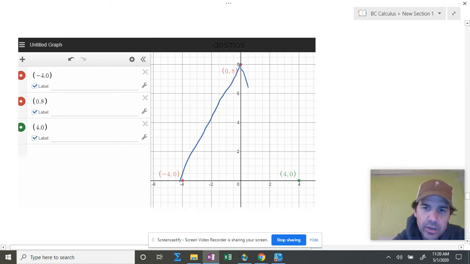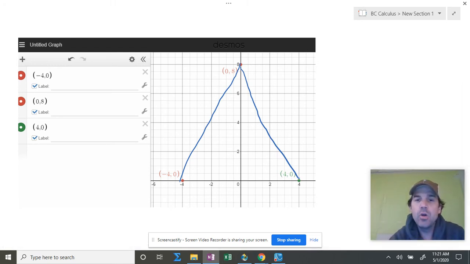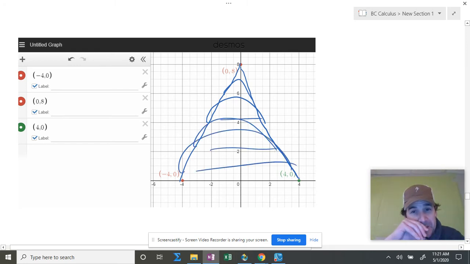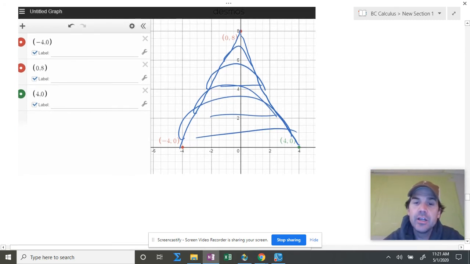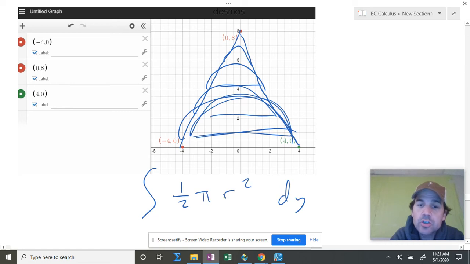And so basically what you're doing is all of your cross sections. So you're looking down at this thing, and everything that's coming up at you are semicircles. So you want to basically sweep this thing, but we're sweeping it in the y direction. So that means we're doing a dy, all right? We're sweeping an area. The areas are semicircles. Semicircles are 1/2 times pi r squared. And we're doing it in the y direction, all right?